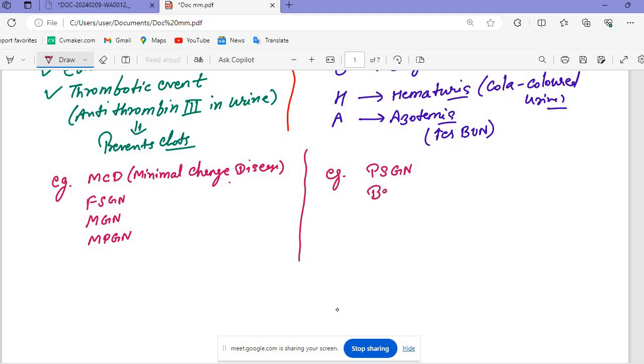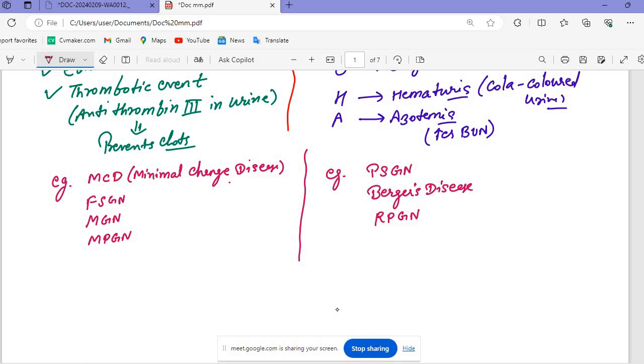We have Buerger's disease. Buerger's disease, yes, today I ask you what is that? IgA nephropathy. And also we will have the RPGN, rapidly progressive glomerulonephritis. So this you need to remember. Just remember it, revise it again.